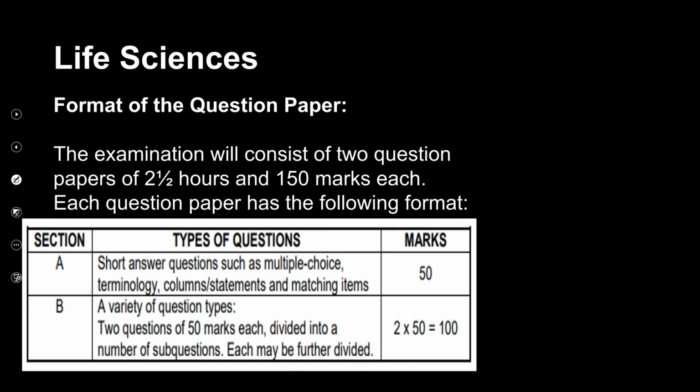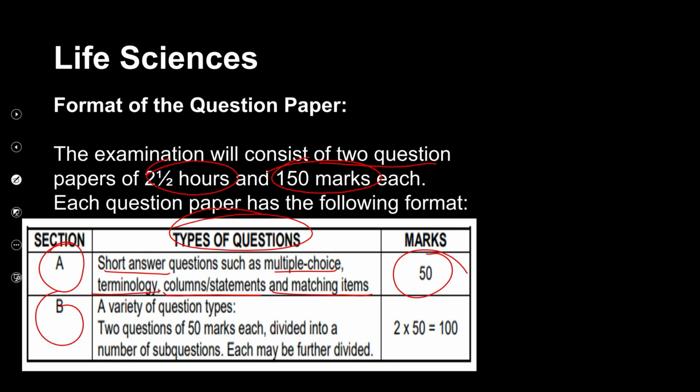And guys, it's important that as we wrap this section up, you understand that the structure of the exam currently consists of 2 question papers. They're 2 hours each, 150 marks. Each question paper consists of type A questions and type B. The questions in type A are short answer questions, such as multiple choice, terminology, columns and statements, matching, and often true and false questions. And that makes up 50 marks.